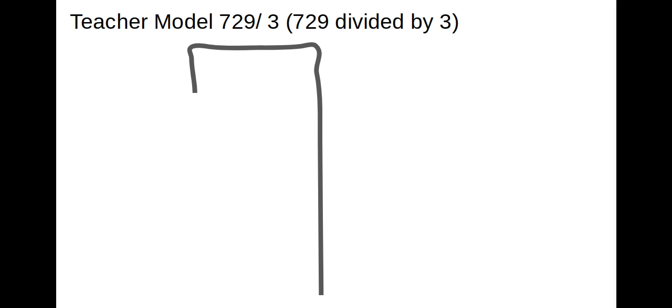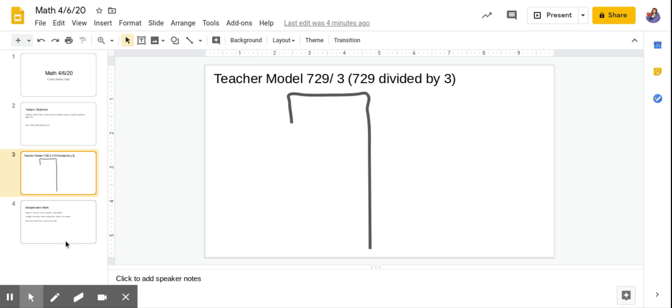Okay, teacher model. 729 divided by 3. And I already drew my curtain earlier, and this is exactly how you should be drawing your curtain in your notebooks or in your packets, okay? As always, you put the larger number on the inside of the curtain. So 729. And on the outside of our curtain, we're going to put our 3.